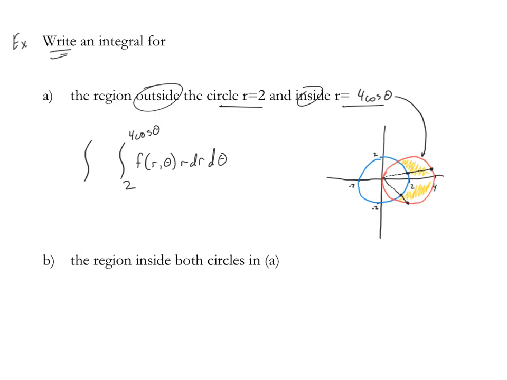And anywhere in the region, even if I draw my little dotted line down here, the inner radius is r equals 2, and the outer radius is r equals 4 cos theta. So that holds for any part of the yellow shaded region. Okay, that's step 1. Step 2, now we've got to figure out our theta bounds. We've up until this point been using 0 to 2 pi. Well, that's not the case here.